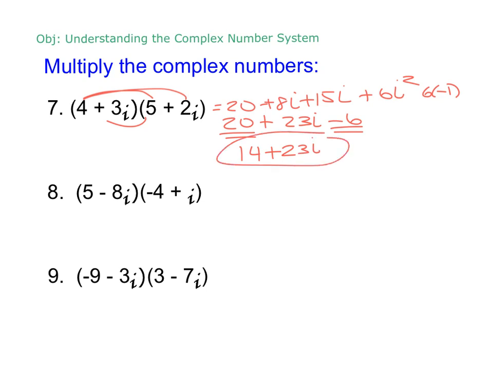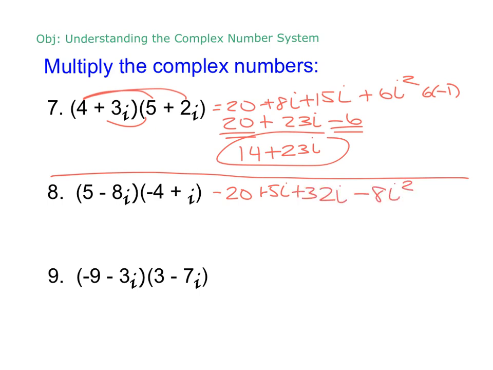So it's FOIL, substitution, simplify. FOIL, substitution, simplify. Pause the video, do this on your own. All right. Negative 20 plus 5i plus 32i minus 8i squared. Negative 20 plus 37i. And then this becomes negative 8 times negative 1 is plus 8. So negative 12 plus 37i.